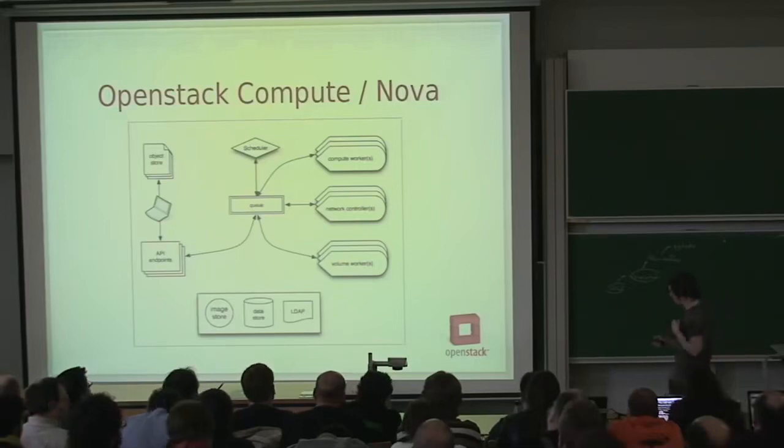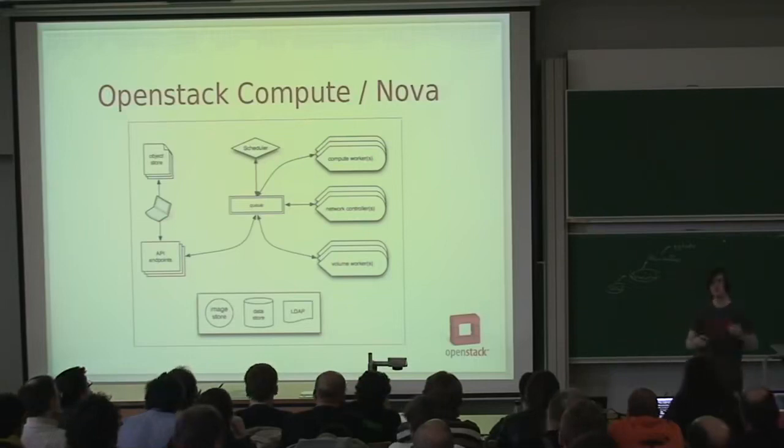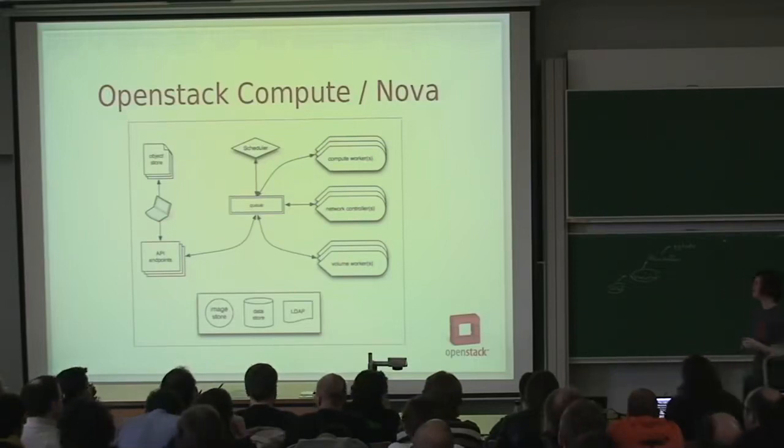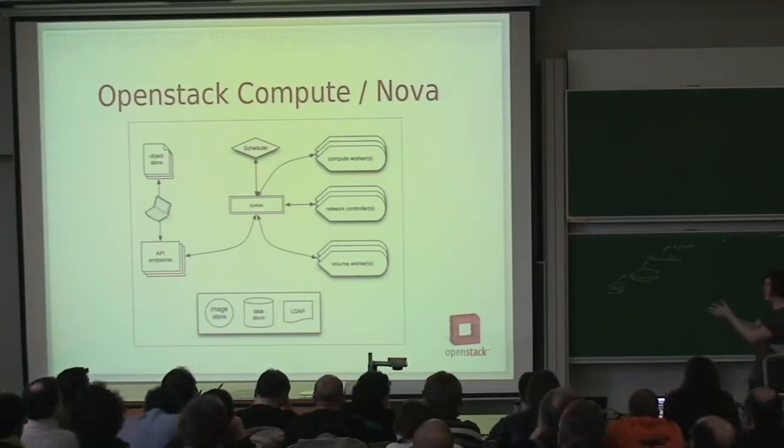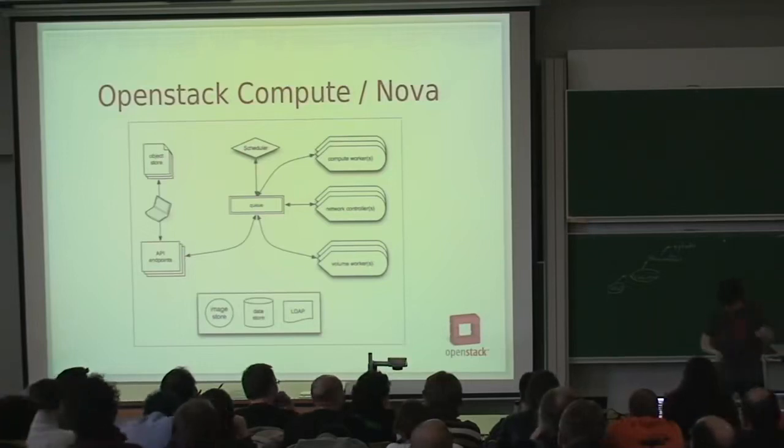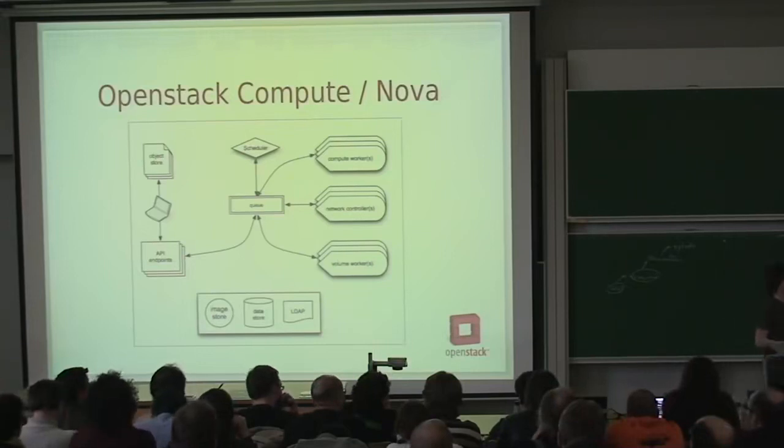So what happens is that if you send an API request to, for instance, run a virtual machine, that happens over HTTP. You send it to the API server. The API server looks at it and validates it, making sure that you are actually a valid user.